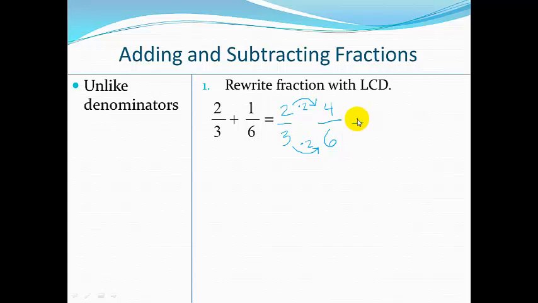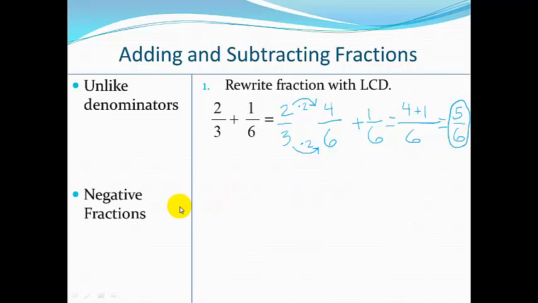And now I'm just going to add the 1/6. 4/6 plus 1/6. Notice I have the same denominator. I keep my 6 on the bottom. And I just do 4 plus 1. And that should be easy for all of us. Our answer is going to be 5/6. Remember, I would want to simplify that if I could, but 5/6 is already simplified.